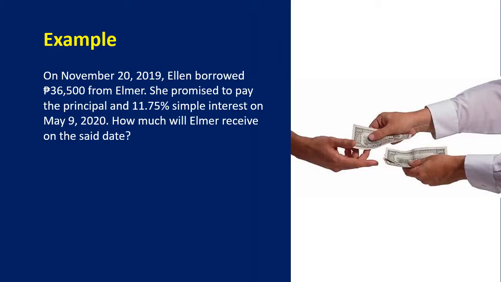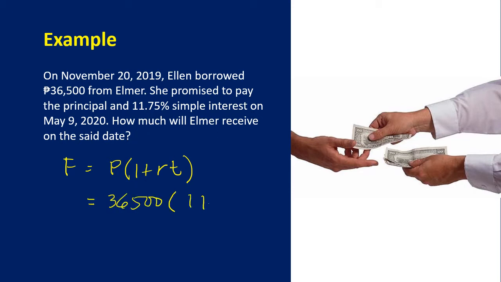Let's look at this example. On November 20, 2019, Ellen borrowed 36,500 from Elmer. She promised to pay the principal and 11.75% simple interest on May 9, 2020. How much will Elmer receive on the said date? So, what will be the future value? It's just the principal plus the interest, right?